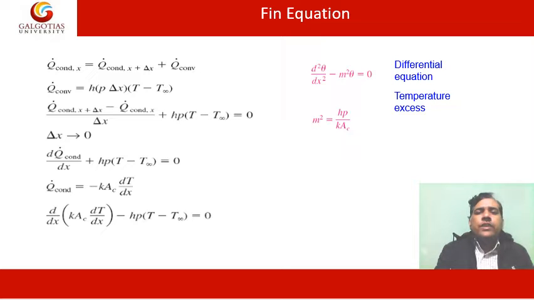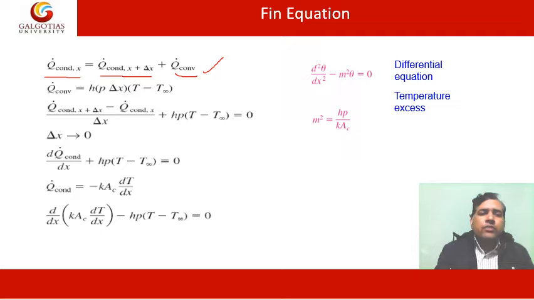So, the fin equation from the previous slide, as we can see, can be written in terms of symbols: the rate of heat transfer, heat entering the volume element at x, is equal to the rate of heat leaving the volume at x plus delta x, and the rate of heat convection from the volume element. So this will be the equation.